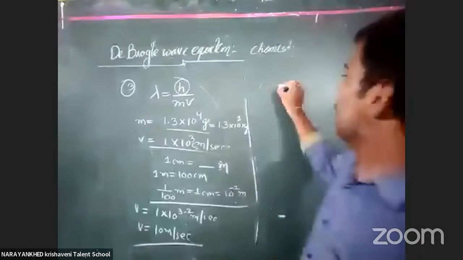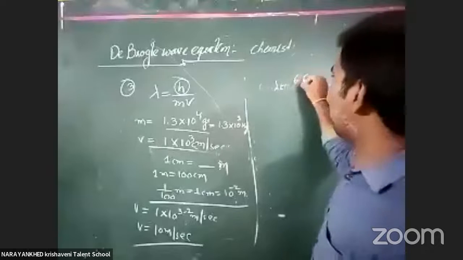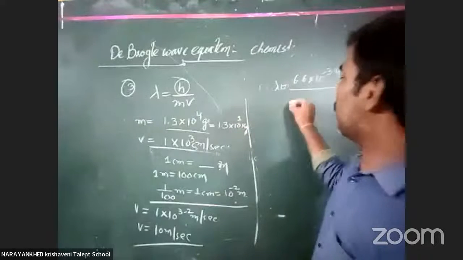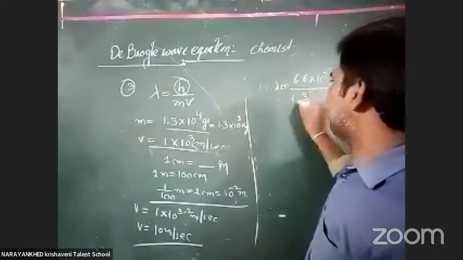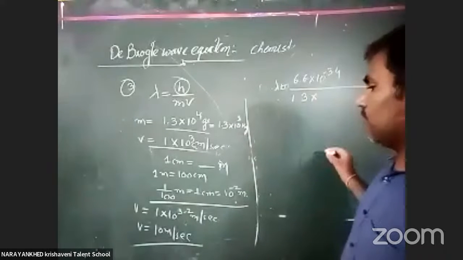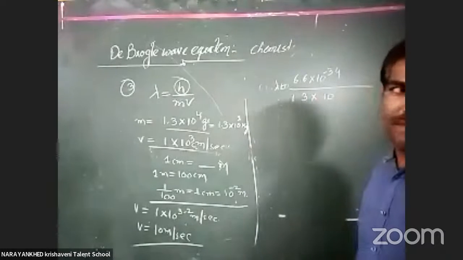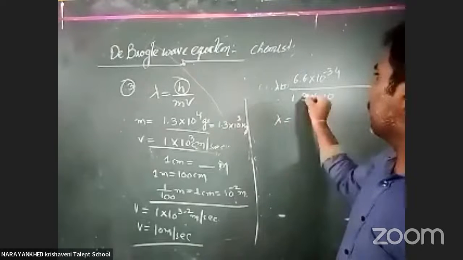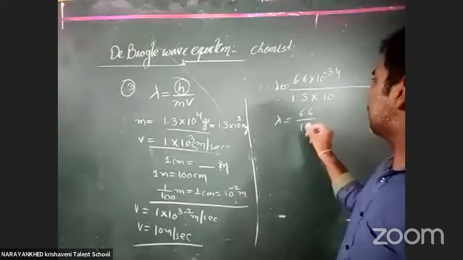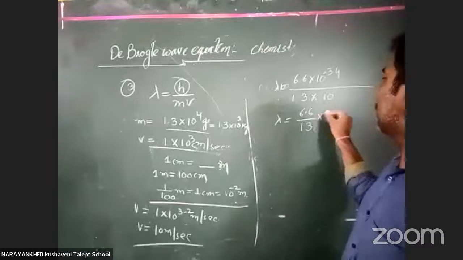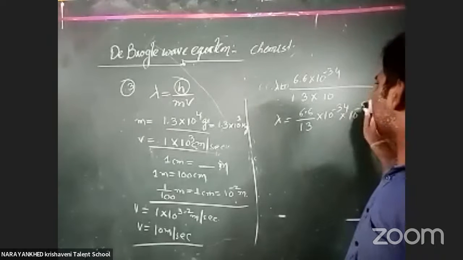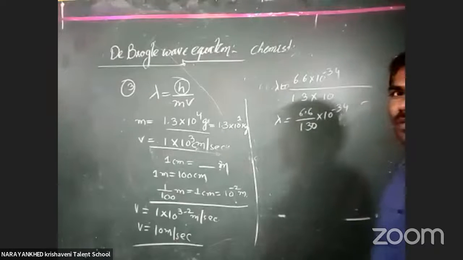Now check here. Lambda is equal to h by mv, which is 6.6 into 10 to the power of minus 34 by 1.3 into 10, which becomes 13. Clear or not, all the students? It becomes 13 into 10 to the power of 1, that is 130. So lambda is equal to 6.6 by 130 into 10 to the power of minus 34. The 10 to the power of 1 goes up, or otherwise you simply take it as 130.